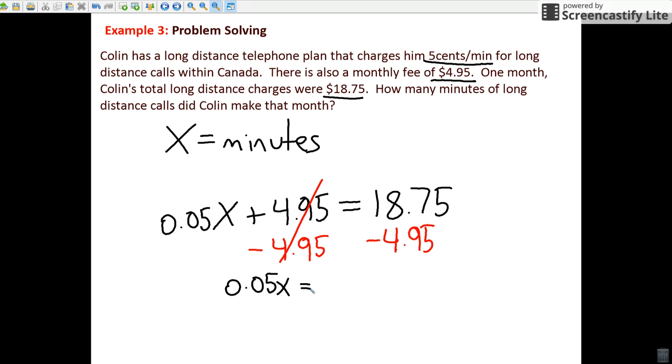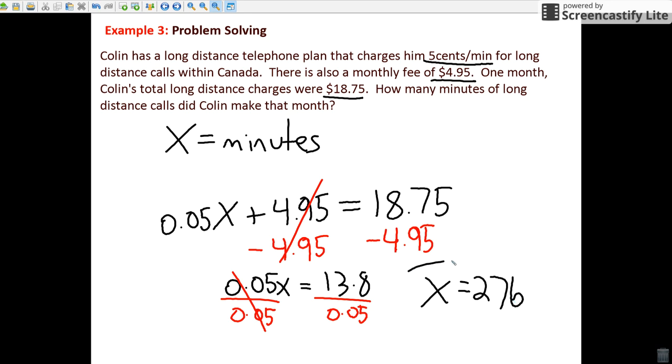18.75 minus 4.95 is 13.8. Divide both sides by 0.05. And our answer is Colin made 276 minutes worth of long distance calls.